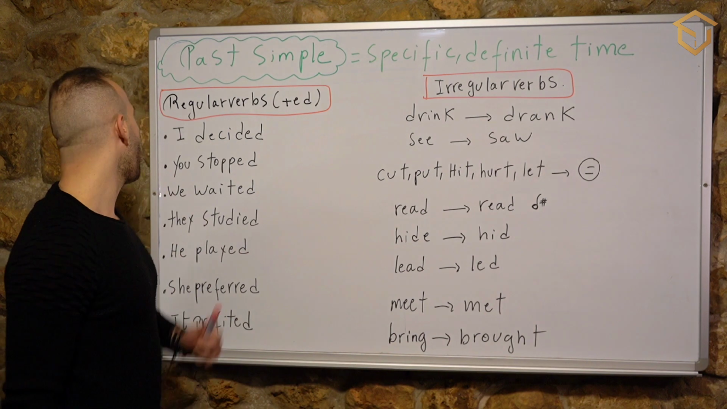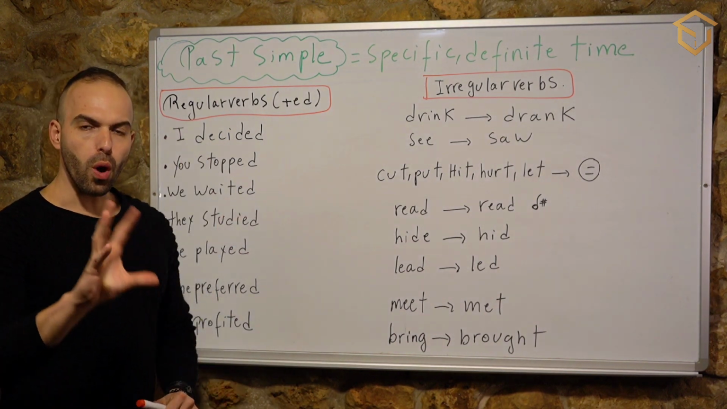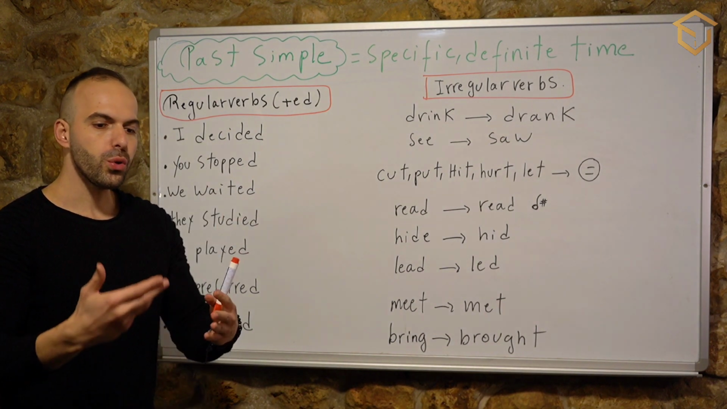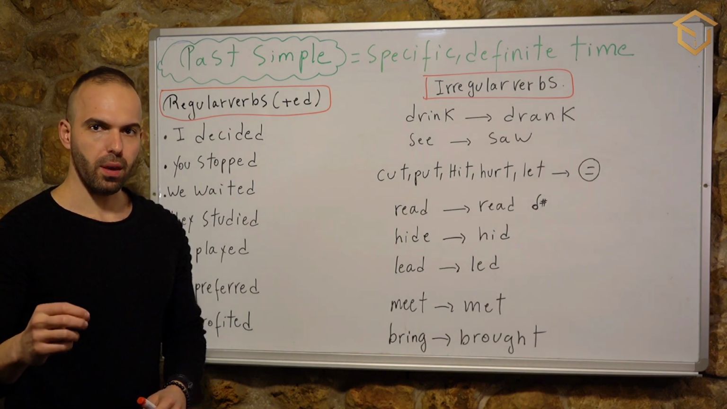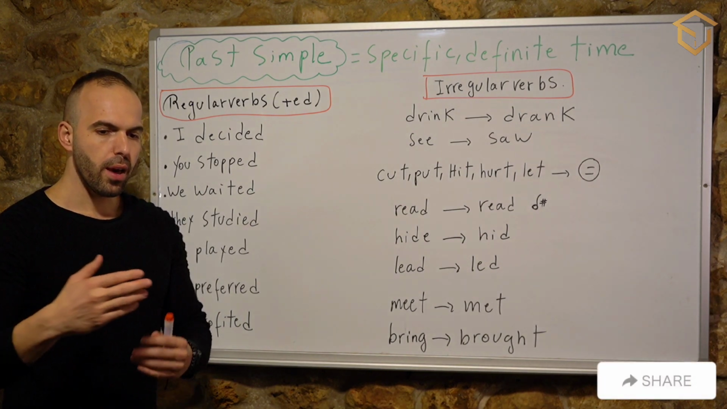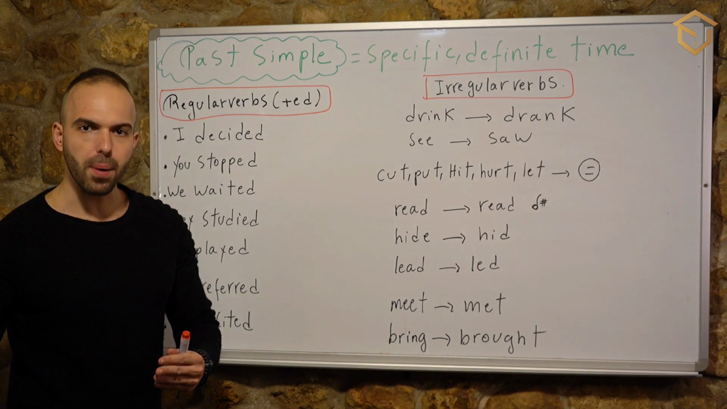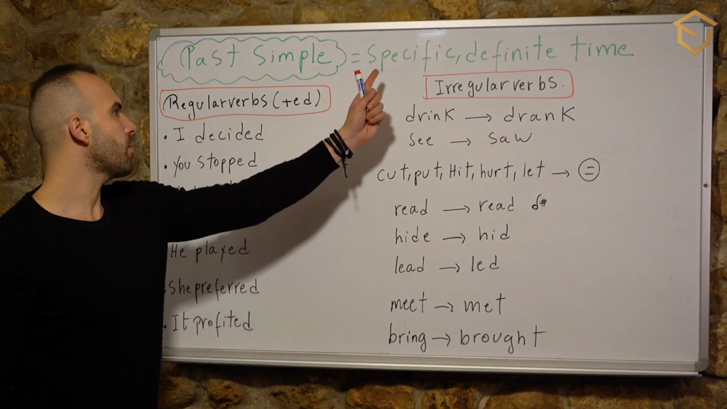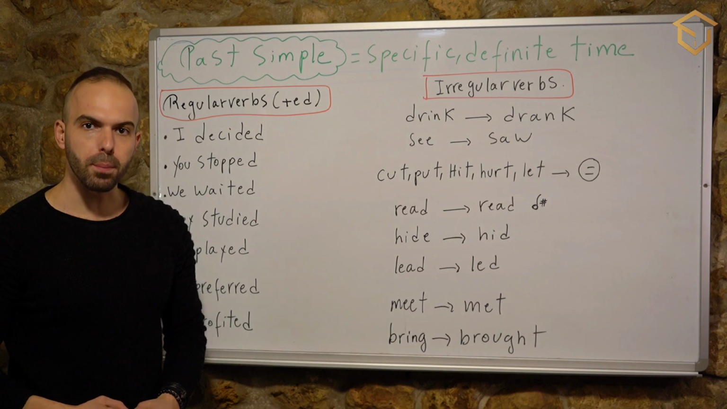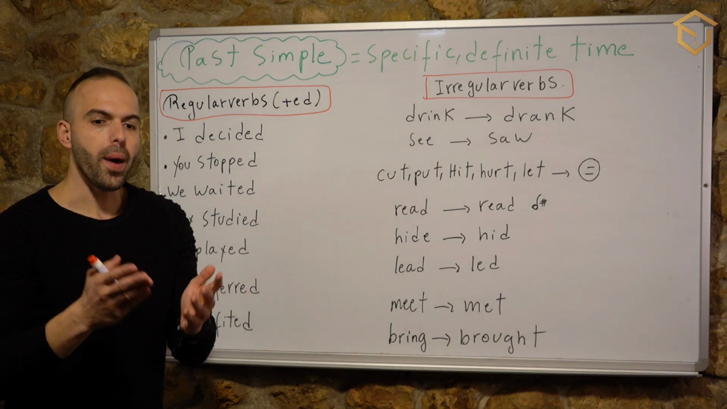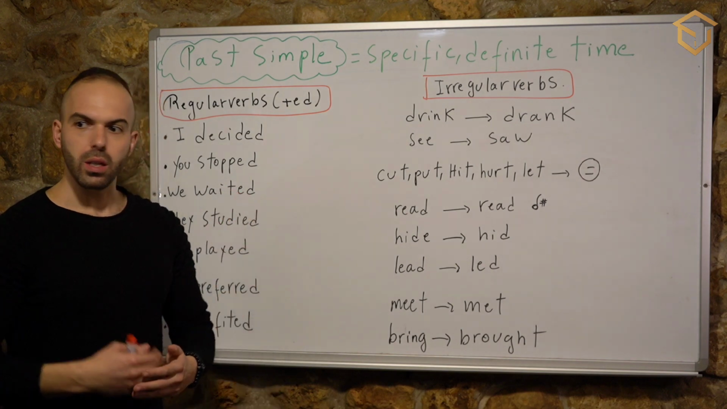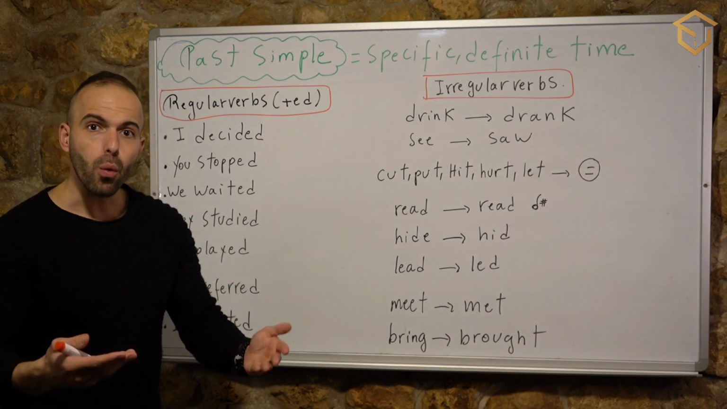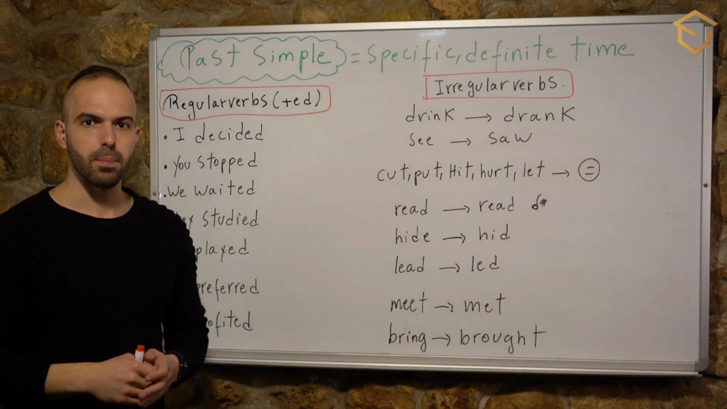Let's start with past simple. What is past simple, and how do we use it? We use past simple to talk about something or a situation that actually happened in the past but with a specific or definite time. So we know when it happened: yesterday, two hours ago, last week, this morning. So we know the time.